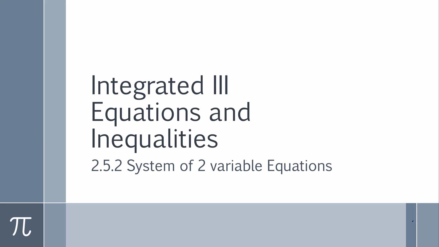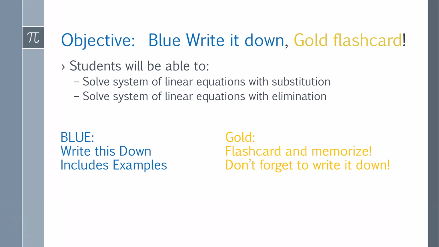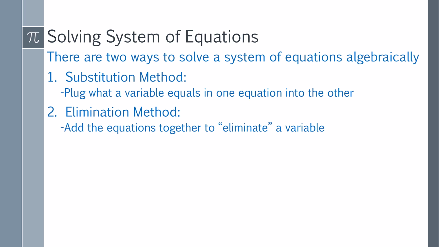This is section 2.5.2. We're going to take a look at a system of equations with two variables. So we're going to solve a system of linear equations with substitution, and we're going to solve a system of linear equations with elimination. Now there are two ways for us to solve a system of equations algebraically. We can use the substitution method, and we can use the elimination method.